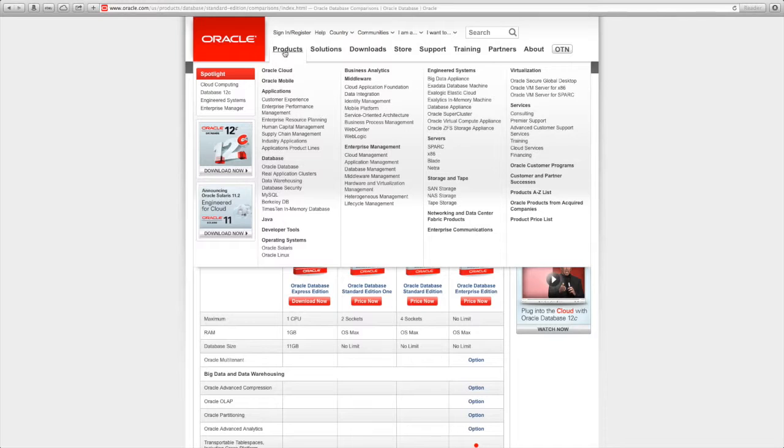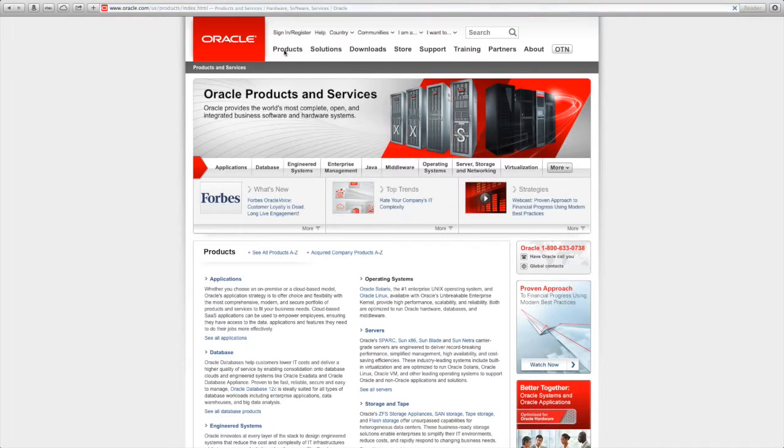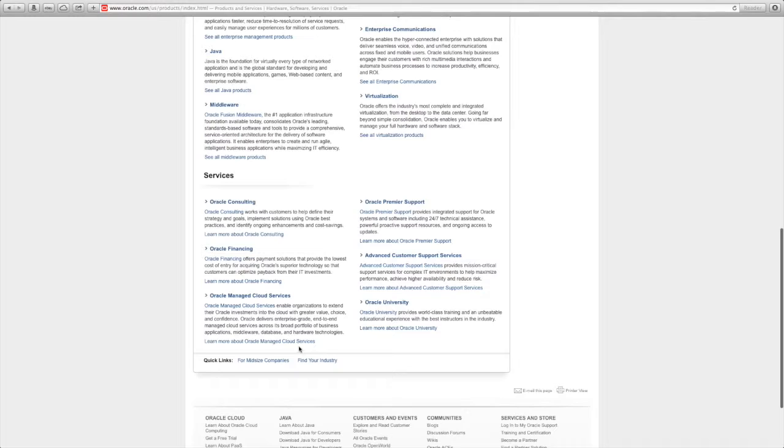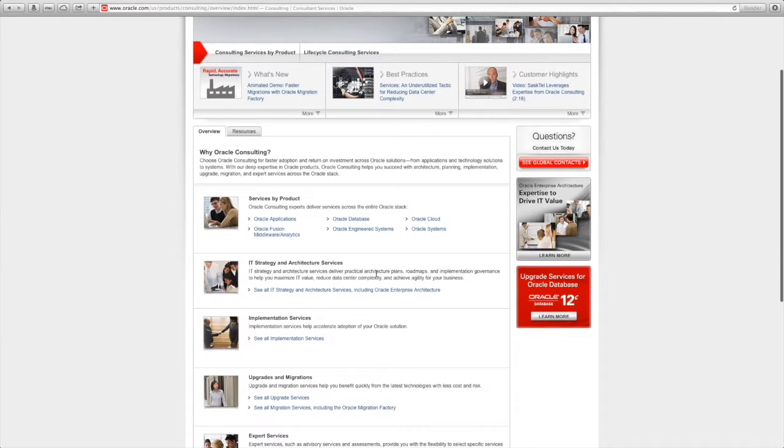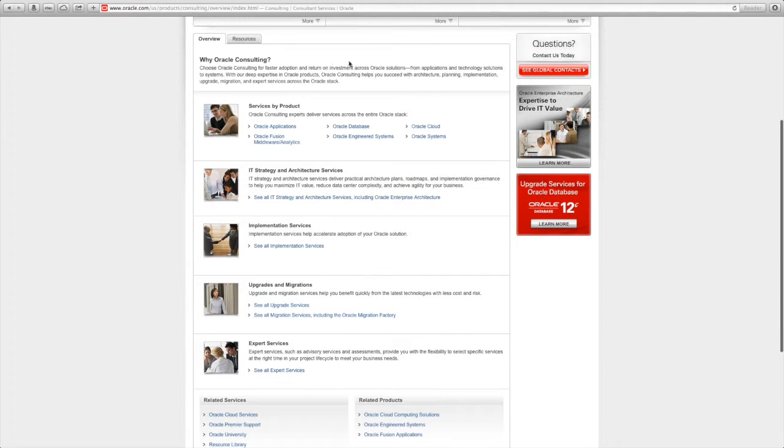In terms of going back and looking at some of their services, we could look at what they do in terms of consulting. Because they offer sophisticated products, they also offer expertise in helping you implement those products. They're willing to go in and help you with implementation, perhaps even map out IT strategy if you're a larger company.